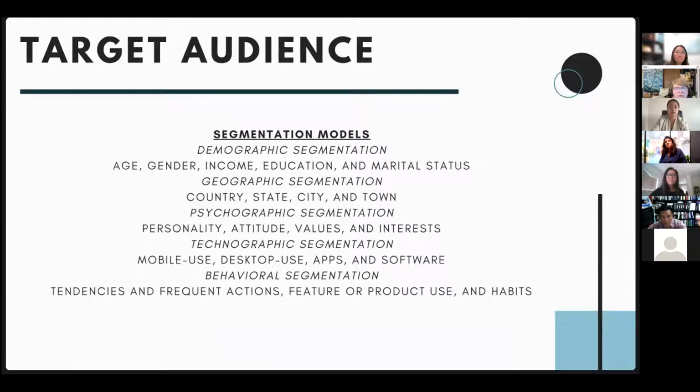So of course, with the target audience, these are the different segmentation models that we can use to identify them. So we have the demographic segmentation, of course, which is age, gender, income, education, and marital status. We have the geographic segmentation, which is country, state, city, and town. Psychographic segmentation: personality, attitude, values, and interests. Technographic segmentation, so mobile use, desktop use, apps, and software. And lastly, behavioral segmentation, so tendencies and frequent actions, feature, product use, and habits of the buyer.